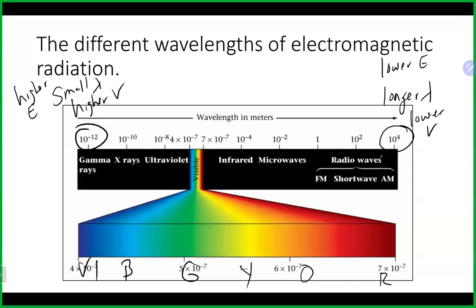And I would say these basic ones here, I guess I should use a different color: radio waves, microwaves, infrared, visible, ultraviolet, X-ray, and gamma. So those guys. Any questions on that?